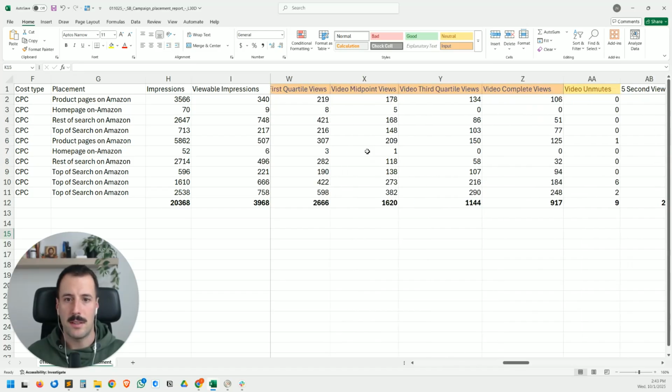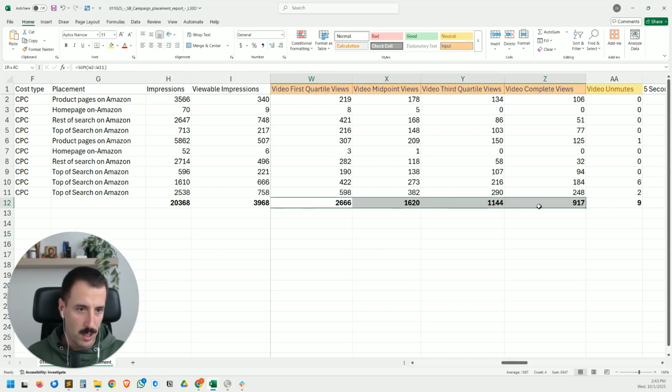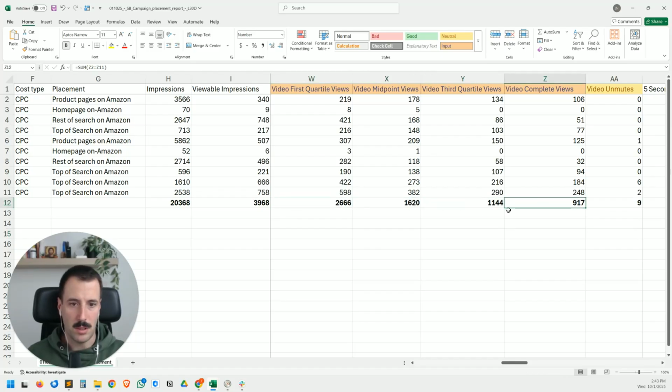These detailed metrics now show you the information on how many people actually saw the first quarter of the video, halfway through it, three quarters of the video, and complete views. And you can see that the numbers degrade the closer to the end we go. So this data clearly shows you whether your video is interesting enough that somebody is going to look at it.